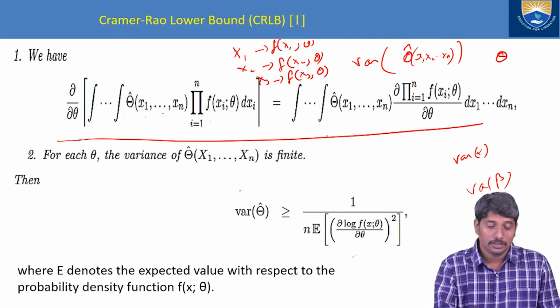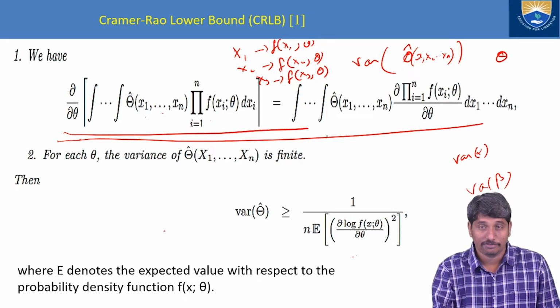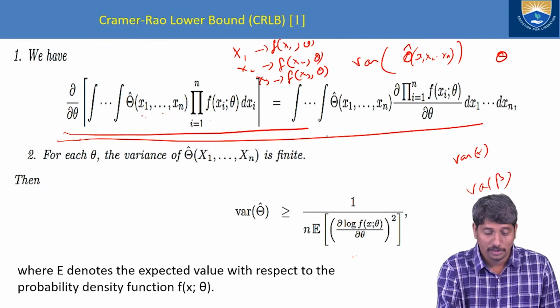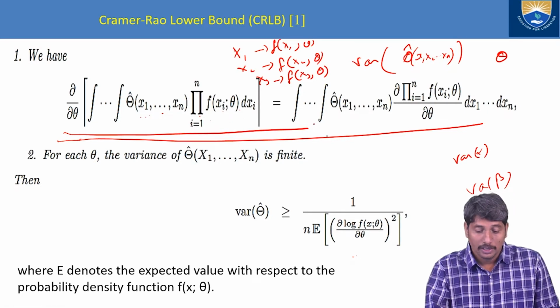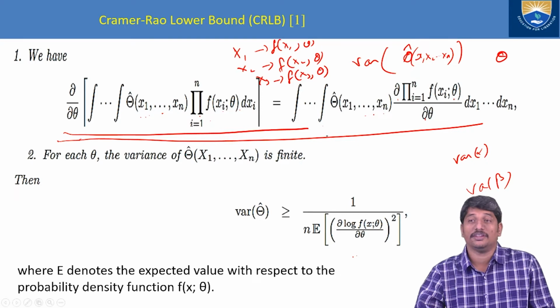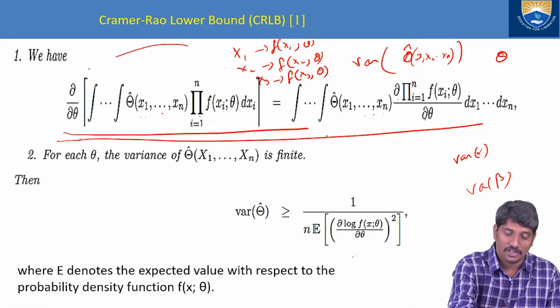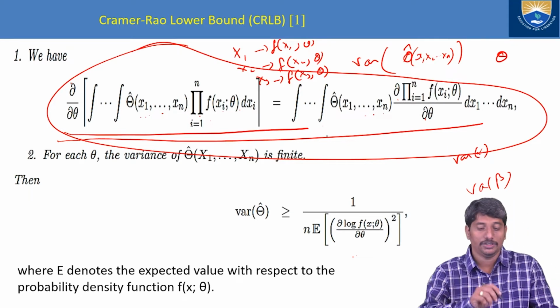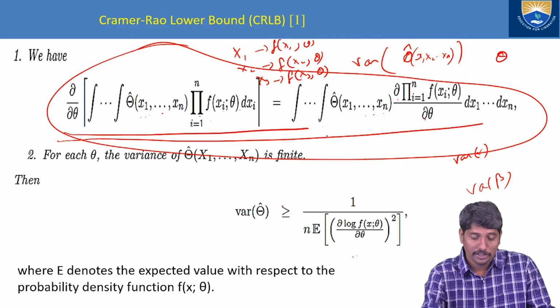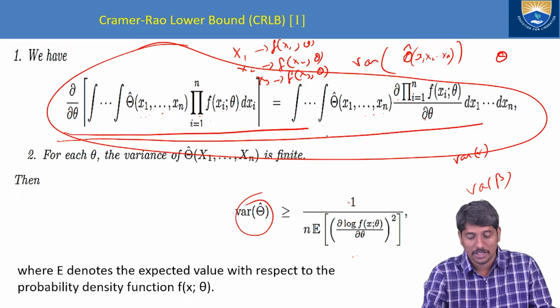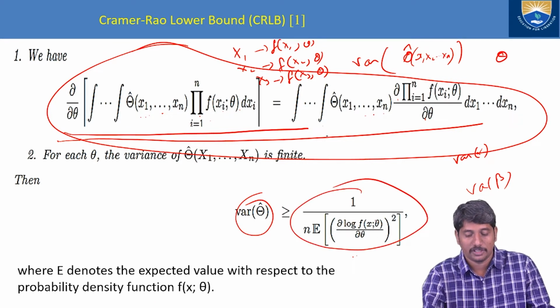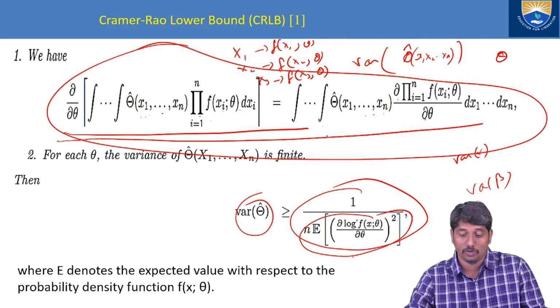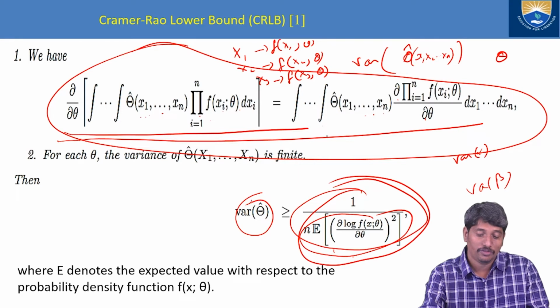Then the partial derivative of the n-fold integral of phi of x1, x2, so on, xn with f of x1 comma theta into f of x2 comma theta into f of x3, like that, is equal to the n-fold integral of phi of x1, so on, xn times the partial derivative with respect to theta of the product of the density functions. If this condition is satisfied, then the variance of phi cap will be greater than or equal to the reciprocal of this number. That is the Cramer-Rao lower bound for the variance of theta cap.